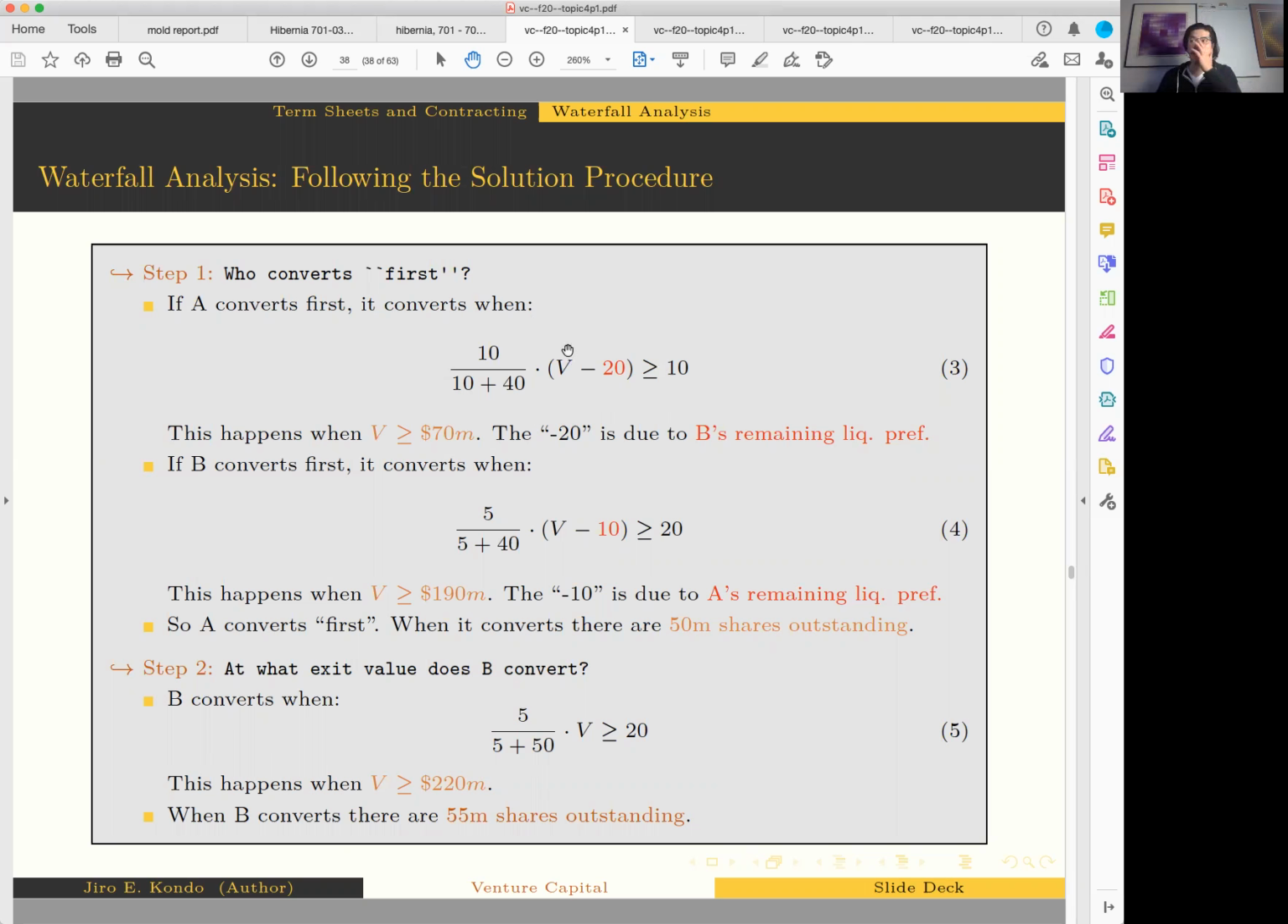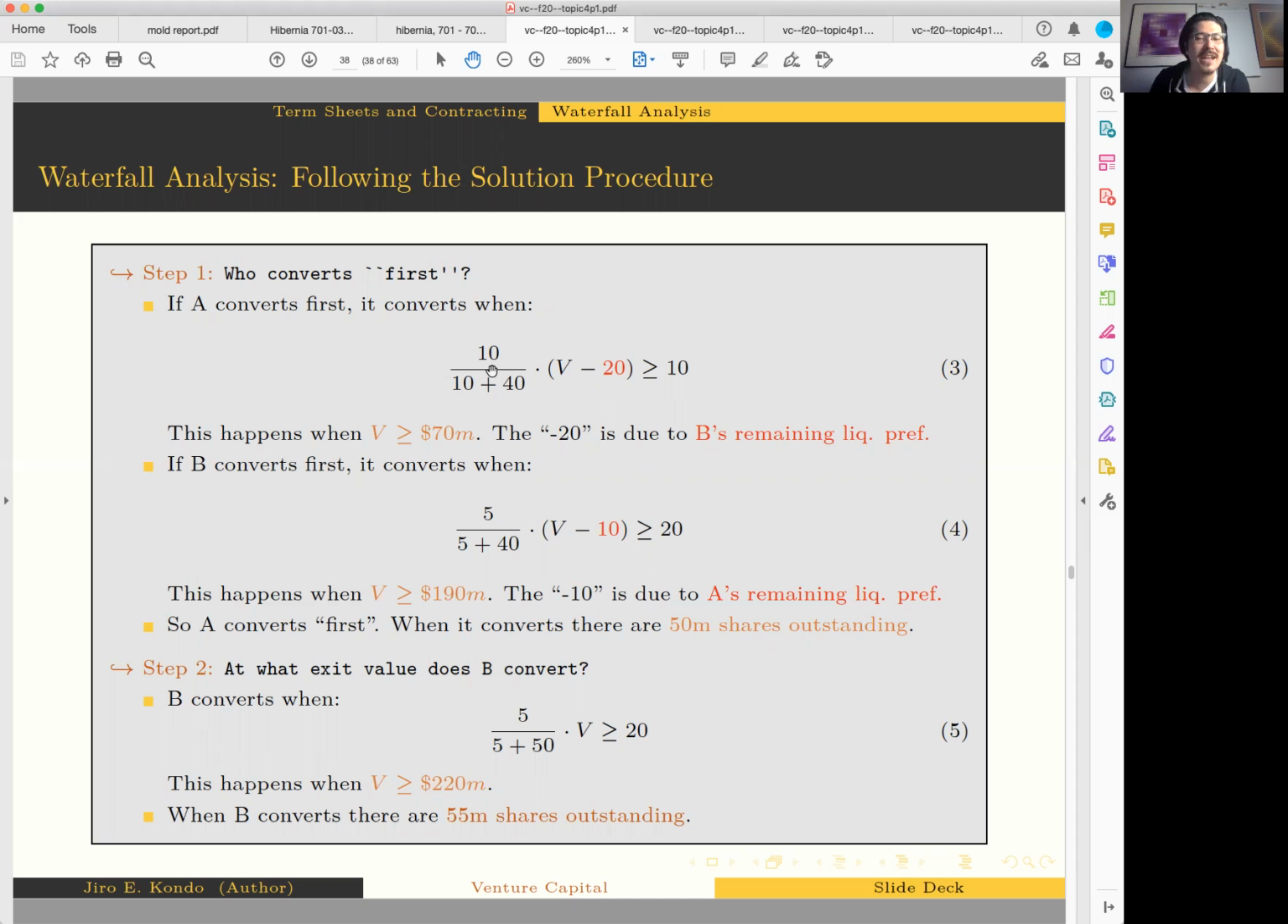Okay, if A converts, how many shares do they own? 10 million, correct? And if they have converted, but B has not converted, we know B has not converted because A converted first, then how many total shares is there in the company? There's the 10 million that these guys just got, correct? And then there's the 40 million that the founders own. Do we agree? If only A converts, A owns 20% of the common equity. Do we agree with that statement?